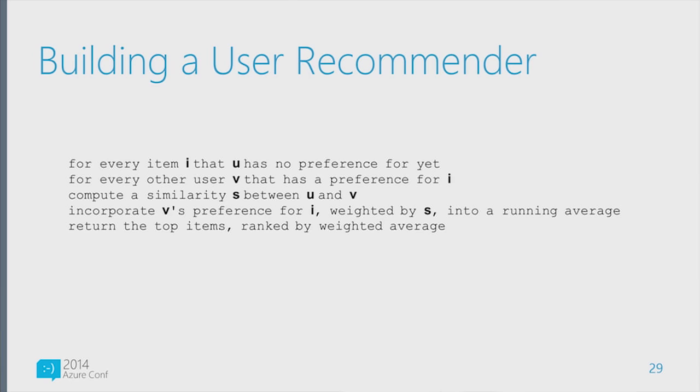To build a user recommender, we want to take every single item that a user U doesn't have a preference for yet, and for every other user V that has a preference for that item, we're going to work out how similar, using those items as the similarities, users U and V are. In that way, we can work out, if user V has bought items that user U hasn't, what is the statistical probability that user U will buy those items. So we'll incorporate V's preferences for those items I, weight them against the similarity into a running average, and then we can rank these so that we can supply the top 10.